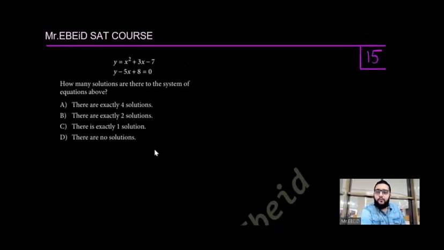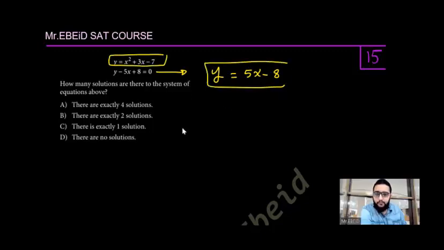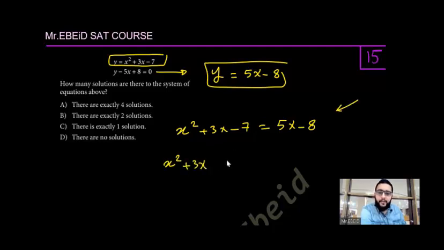Question 15, y equals x squared plus 3x minus 7 and y minus 5x plus 8 equals 0. How many solutions are there to the system of equations above? So you have to put this equation in this form, y equals 5x minus 8. Then both equations are equal. So you have x squared plus 3x minus 7 equals 5x minus 8. So you have to put the right hand side equals 0, so it will be x squared plus 3x minus 7 minus 5x plus 8 equals 0.